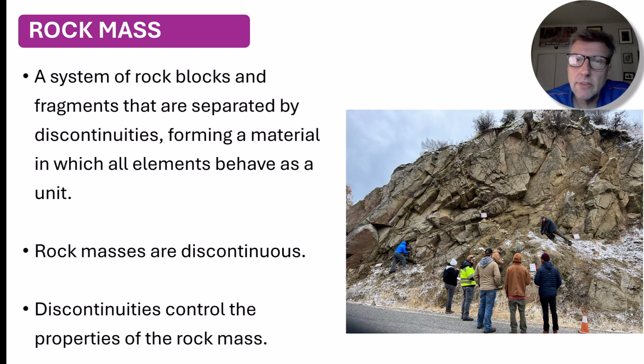A rock mass is a system of blocks that are separated by discontinuities. These form a discontinuous material that behaves as a unit. The discontinuities control the engineering properties and behavior of the rock mass. The presence of discontinuities is the key characteristic that distinguishes rock masses from soil deposits. If you look at the picture on the right-hand side of the slide, you should notice how the rock mass is divided into discrete blocks.